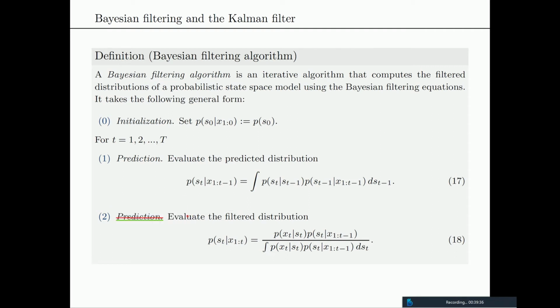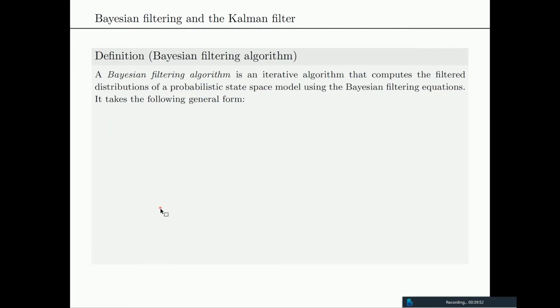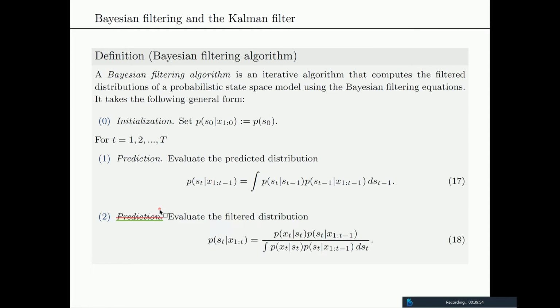That's of course filtering. Evaluate the filter distributions again based on Bayes theorem, like on the slide before. It's just something different. The filtering equations are not a Bayesian filtering algorithm, but the essence of these two slides is of course completely the same. Now the question is, what is the Kalman filter?